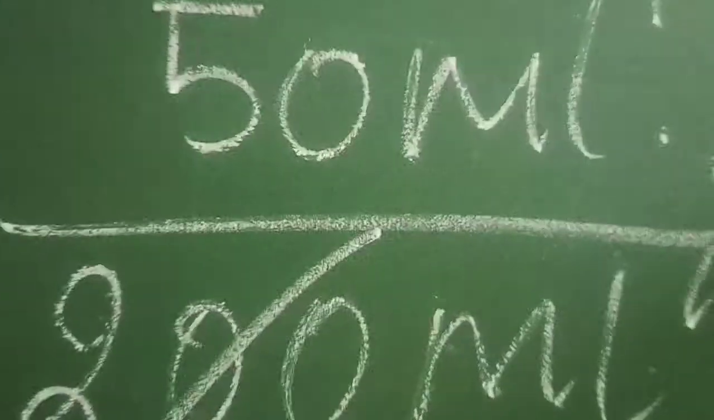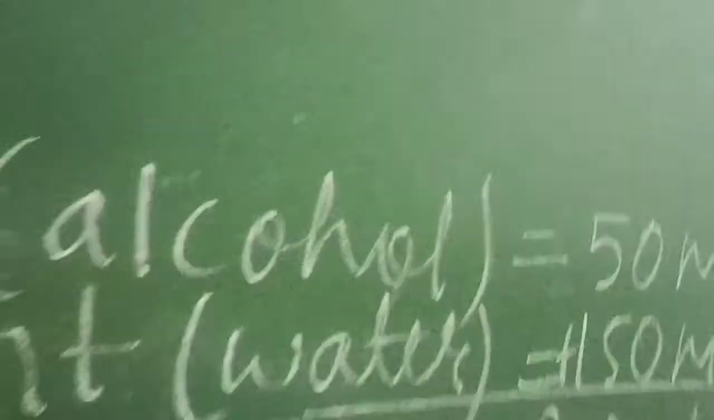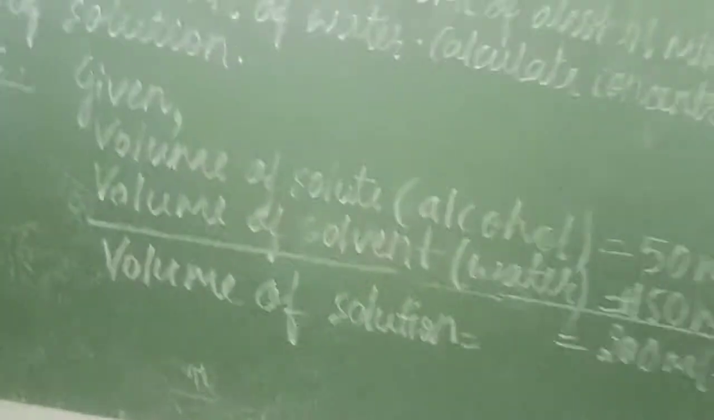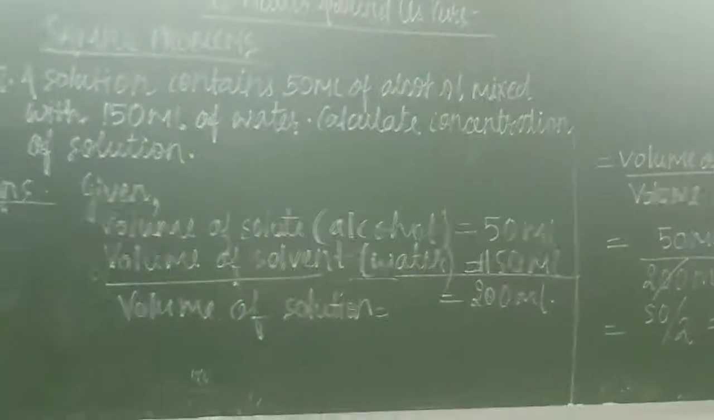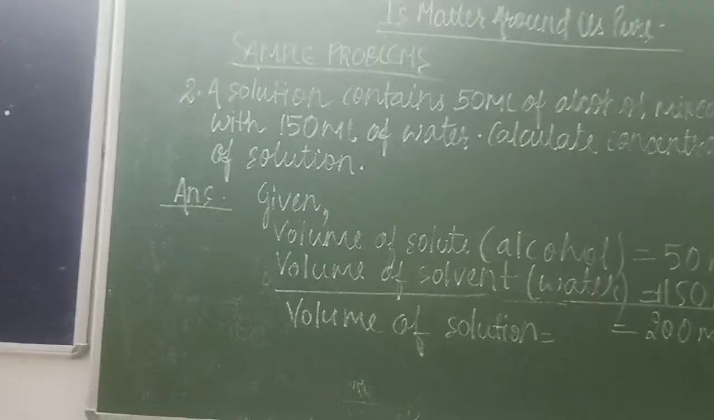So what do we get? 50 divided by 2 is equal to 25%, meaning the concentration of solution in this case is 25%.